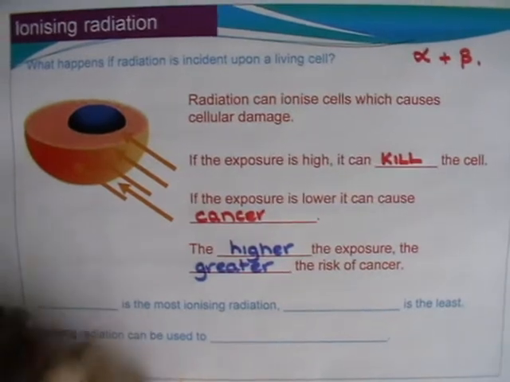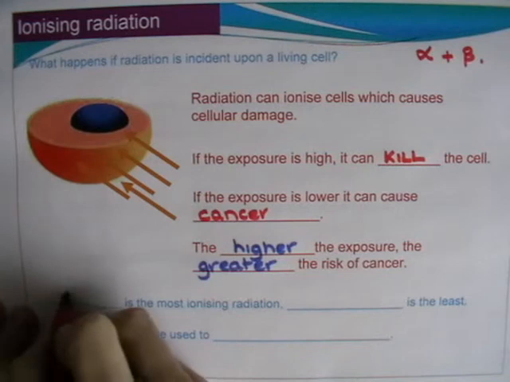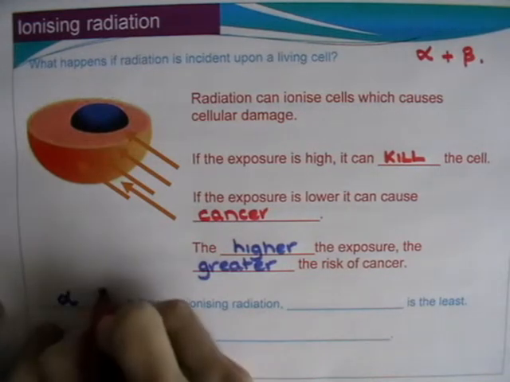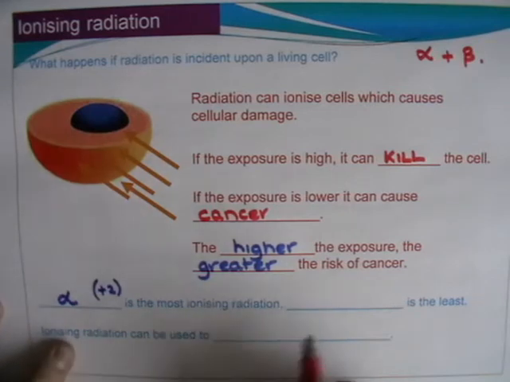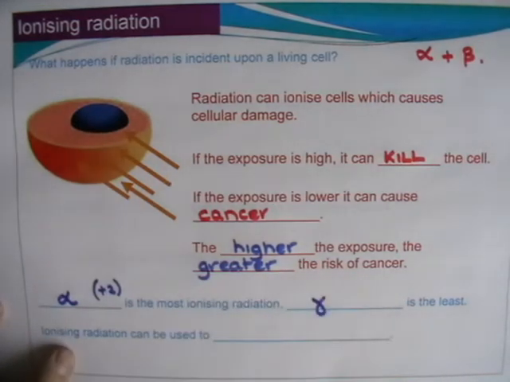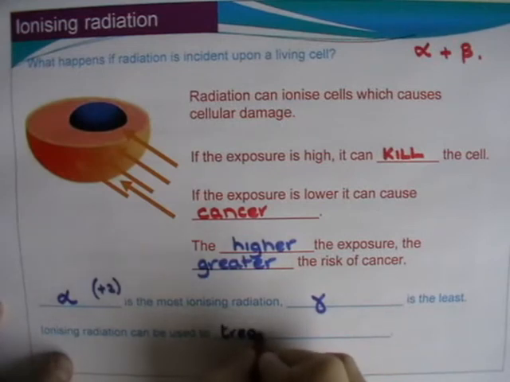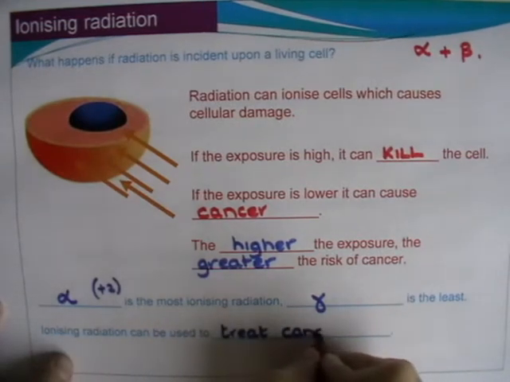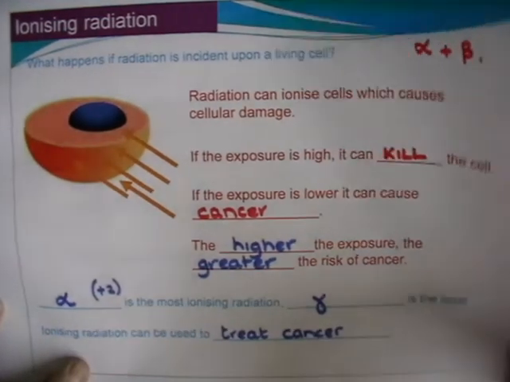So, in terms of what's the most ionizing radiation, the most ionizing radiation is alpha radiation because it's got the most charge. It's got a charge of +2. I'm just going to write that in there. And gamma is the least, and it hardly ionizes at all. So ionizing radiation can actually be used to treat cancer. And the reason is because not only does it ionize cells in the body, but it can also kill cancer cells as well. Or it can also kill healthy cells, which is a big problem too.